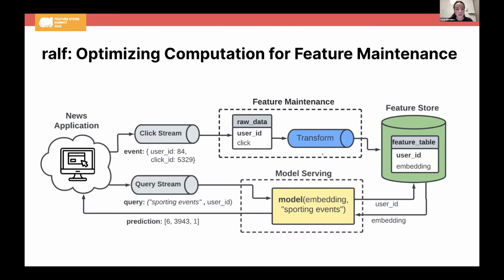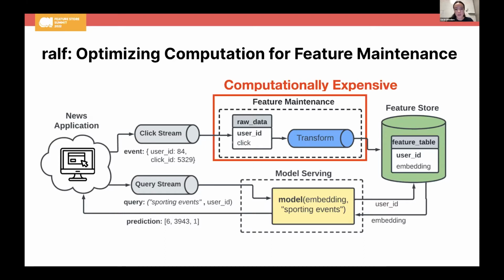So first, ralf. If we think about what a typical feature store setup is, we might have something like a news application, which is sending a query stream to a model, which is using these features. And then these features are maintained by a click stream going through some kind of transformation pipeline, which is doing the feature maintenance. One challenge here is that this feature maintenance step is often very computationally expensive.